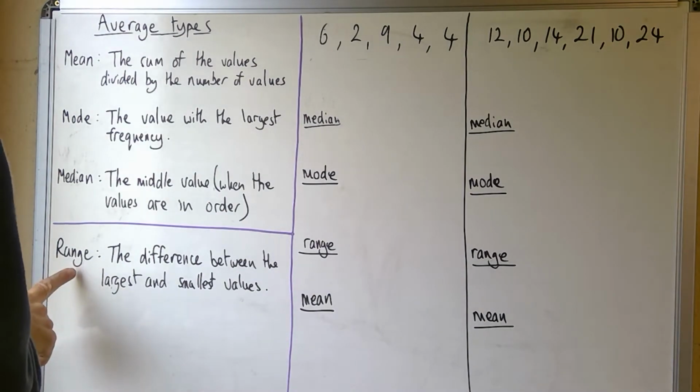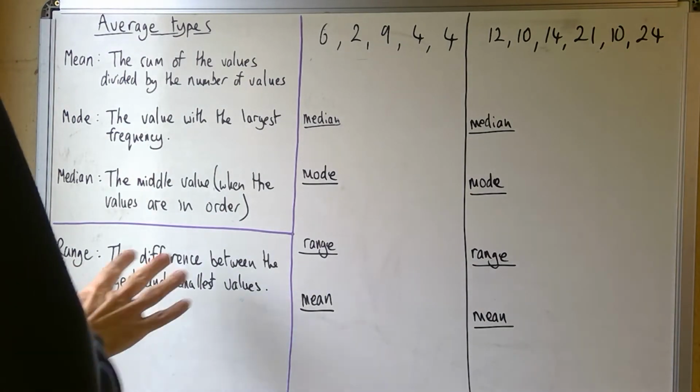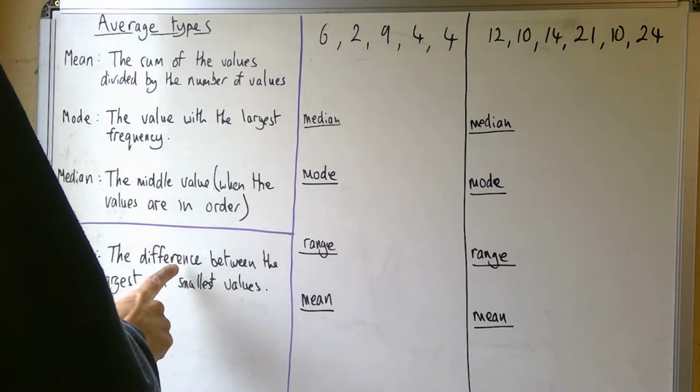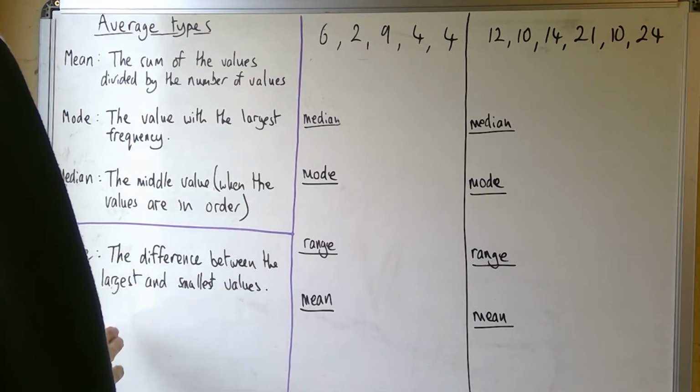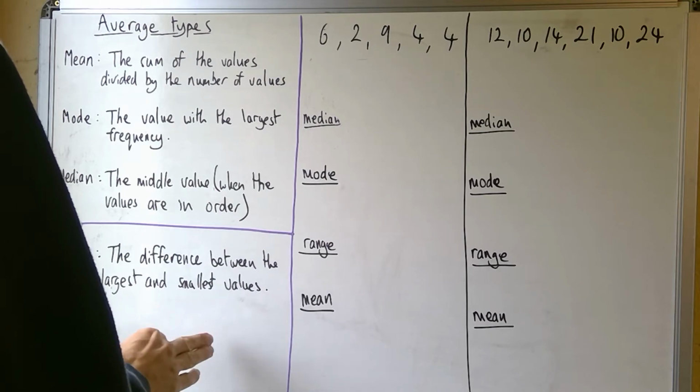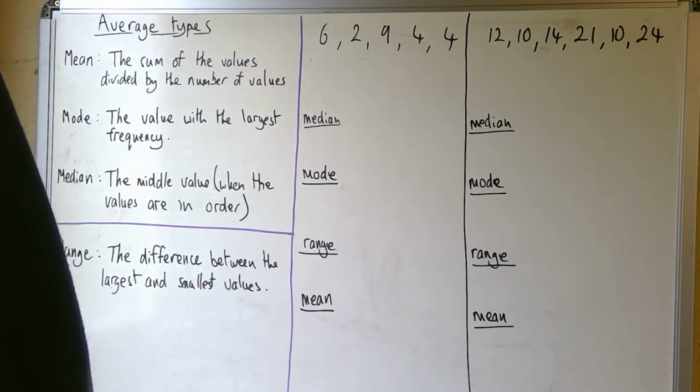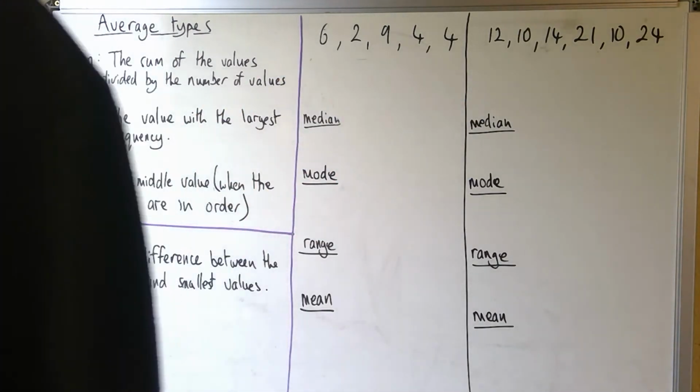The range is actually a measure of spread. We often do that with averages, and that's the difference between the largest and smallest values. To find the range, you subtract the smallest value from the largest. Let's do a couple of examples.